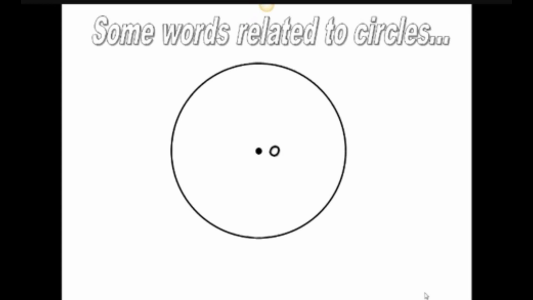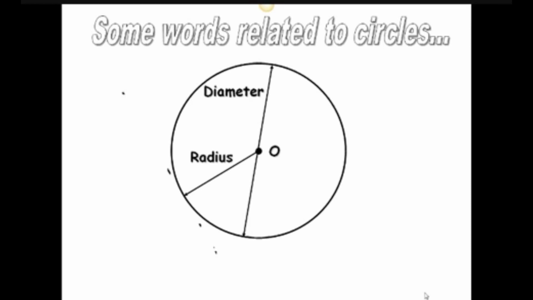Let's start with just some basics, because obviously we're going to be using some of the words related to circles. So obviously we've got a circle. If you see a spot with a little O in the middle, that means that is the centre of the circle. Of course, the distance around the edge of a circle is called the circumference. A line that passes all the way through the circle from one side of the circumference to the other, passing through the centre, is of course called the diameter.